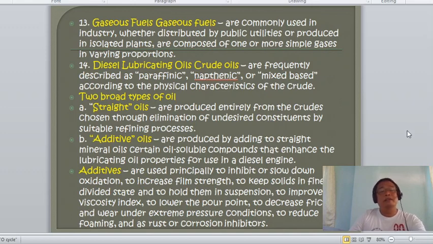What are these additives? They are used principally to inhibit or slow down oxidation, to increase film strength, to keep solids in a finely divided state and hold them in suspension, to improve the viscosity index, lower the pour point, to decrease friction and wear under extreme pressure conditions, to reduce foaming, and as rust or corrosion inhibitors.